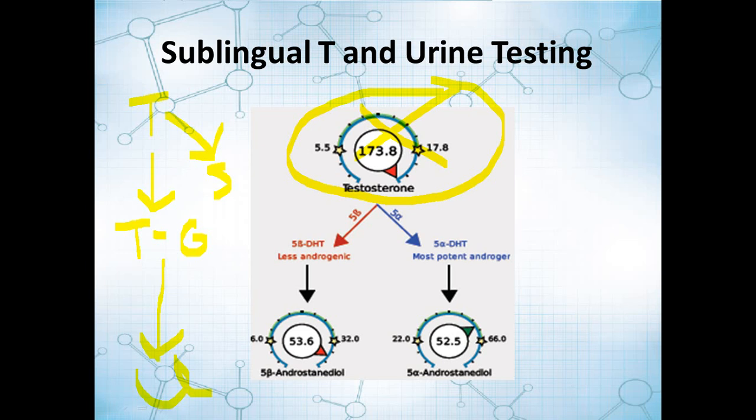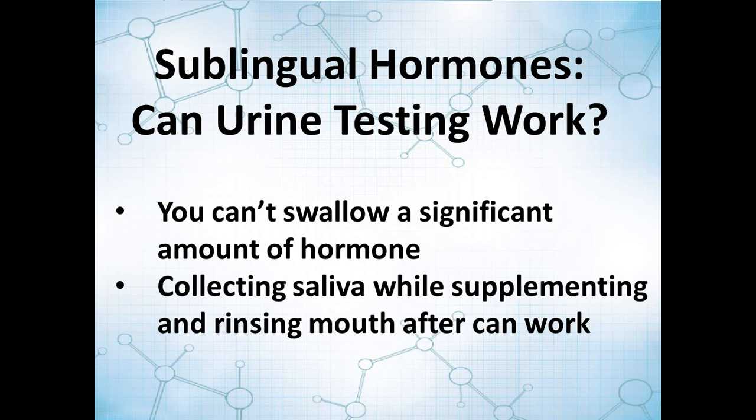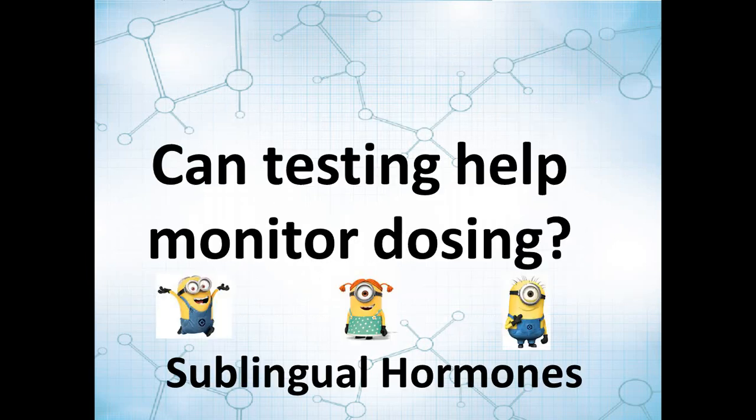Those relationships aren't that well defined, but even if they were, it's really a challenge to get rid of it. So the only way that I've found that it can work, and it's pretty challenging, is to put the sublingual hormone in, collect your saliva while you're administering the hormone so that you're not swallowing it, and then rinse your mouth when you're done. And that actually is somewhat effective, but that's pretty tricky to do.